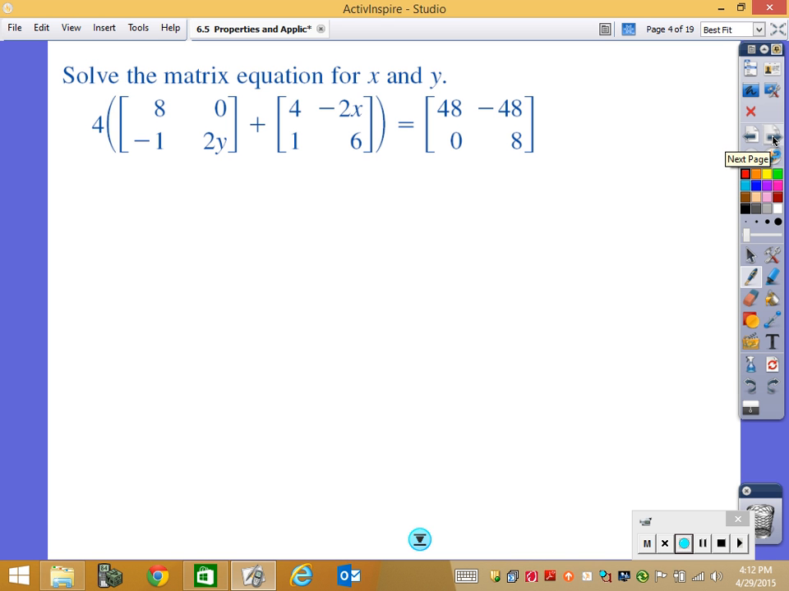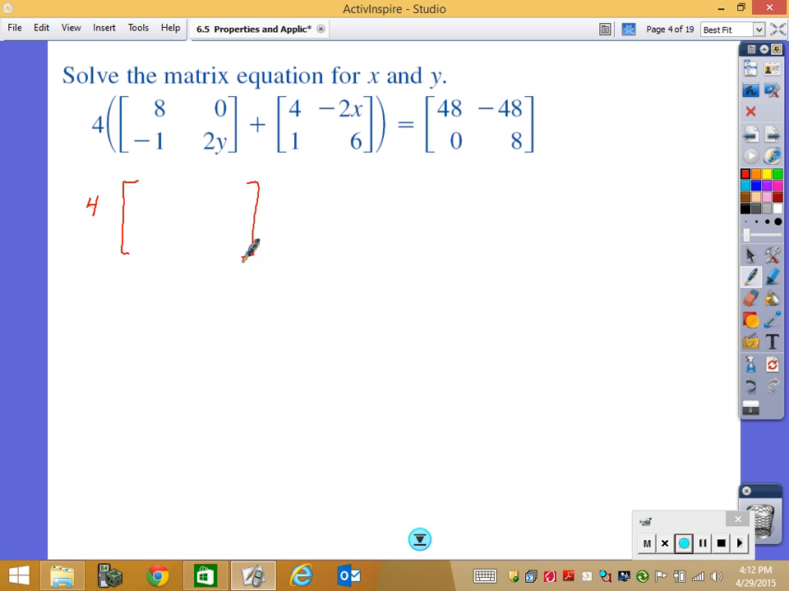So this one says solve for x and y. I have a scalar of 4 on both matrices. I'm adding them, and I have equivalent matrices. According to order of operations, we would do the adding first. I'm just going to write this 4 out front.